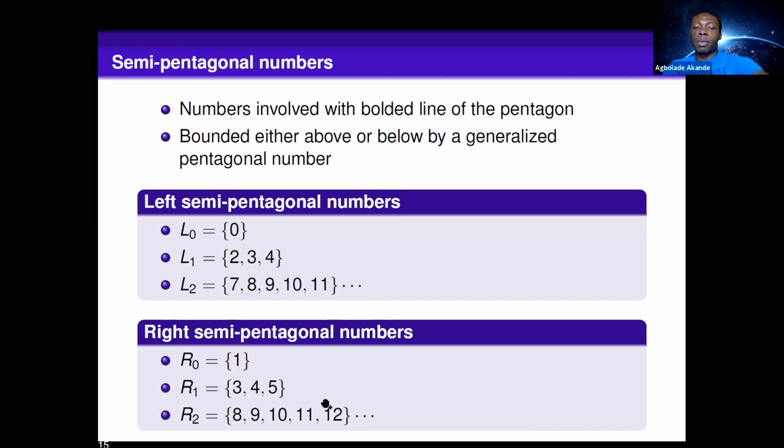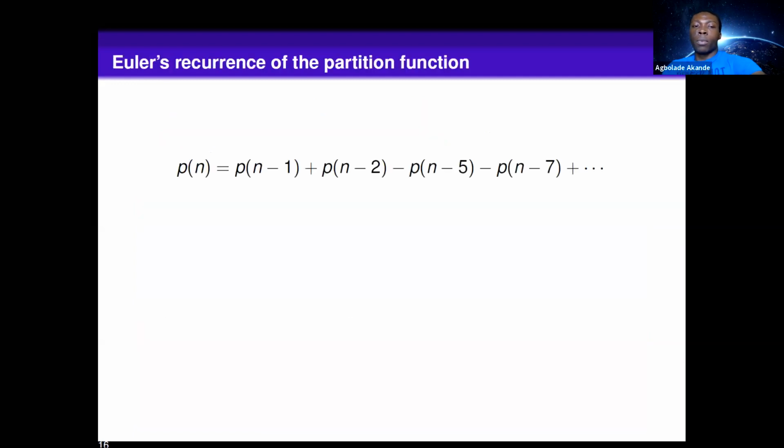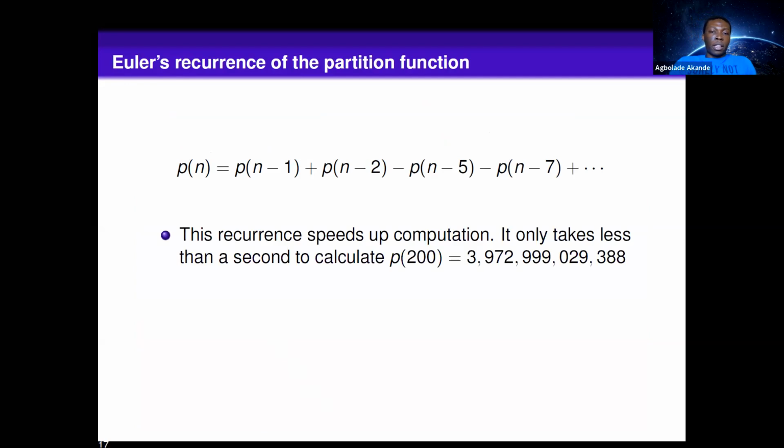Now that we have this in semi-pentagonal numbers, let's talk about Euler's recurrence for a quick second. So Euler found out that p of n is equal to p of n minus 1 plus p of n minus 2 plus p of n minus 5 minus p of n minus 7. This recurrence definitely speeds up computation.